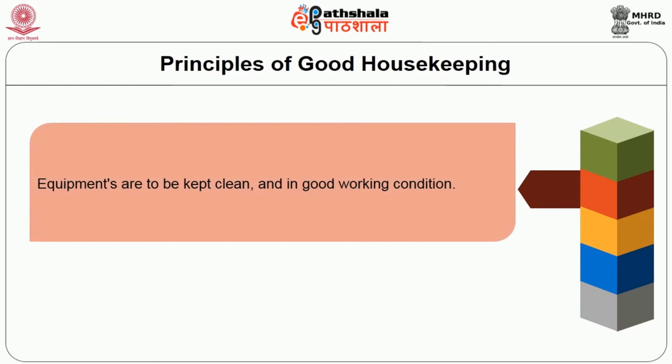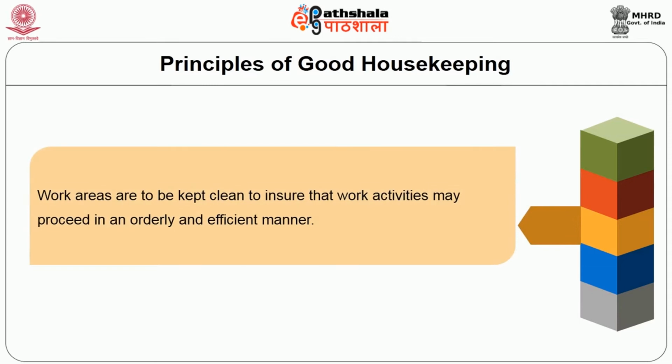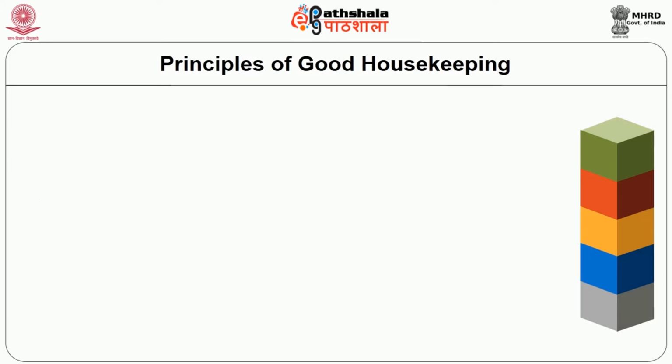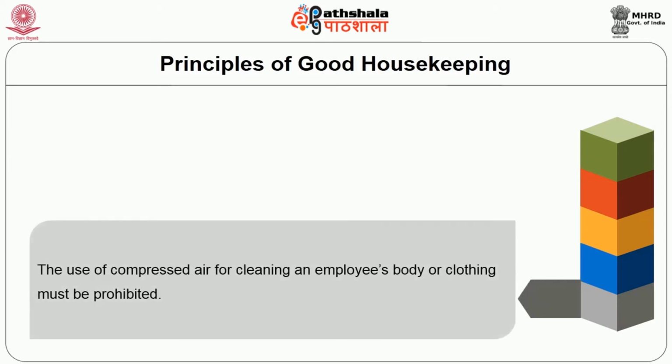The equipment is to be kept clean and in good working condition. The work areas are to be kept clean to ensure that the work activities may proceed in an orderly and efficient manner. Compressed air shall not exceed 30 psi when used for the cleaning process. Eye protection is required during these cleaning operations. The use of compressed air for cleaning an employee's body or clothing must be avoided.